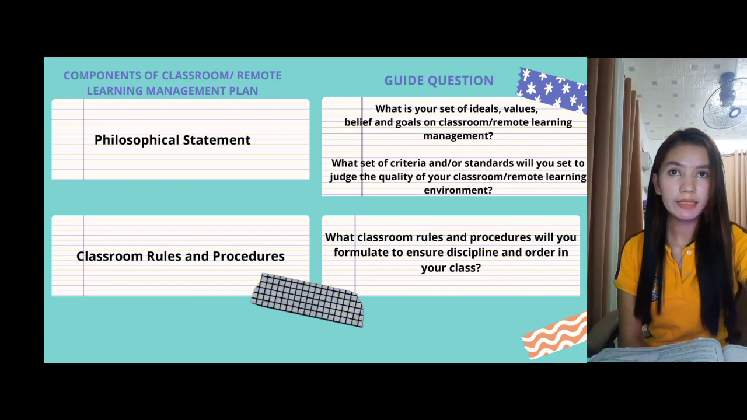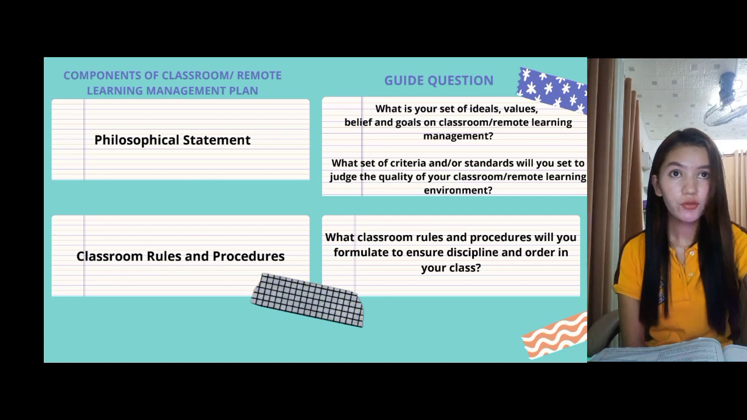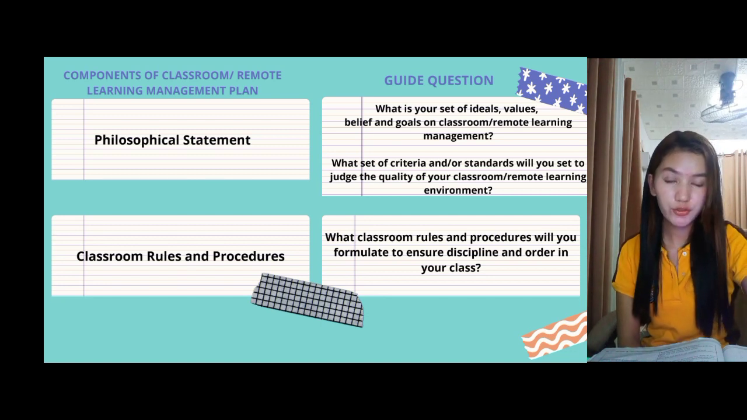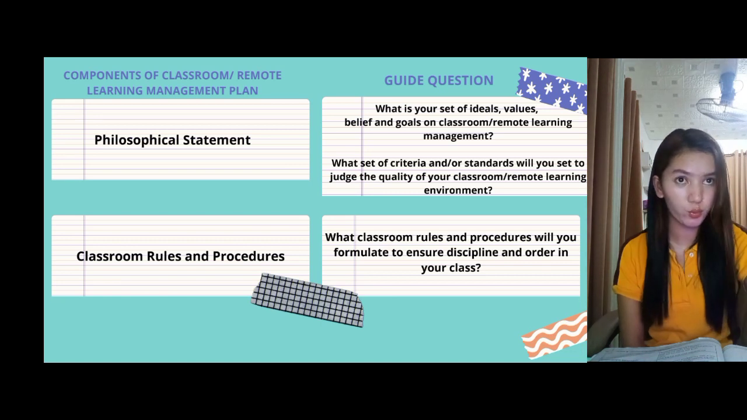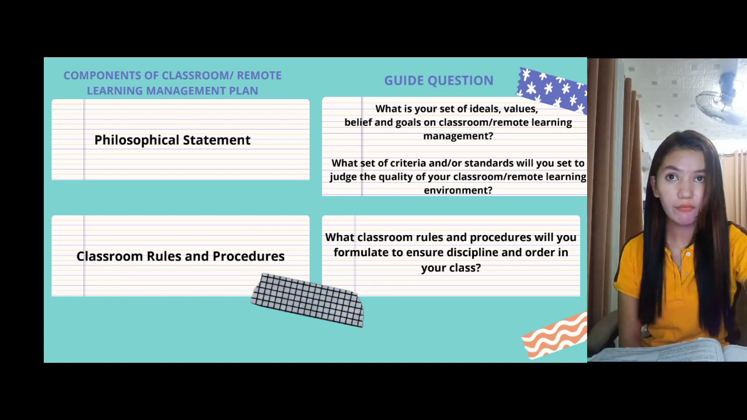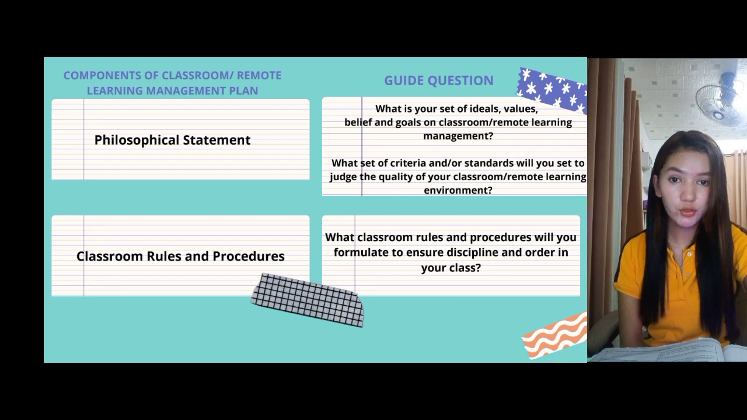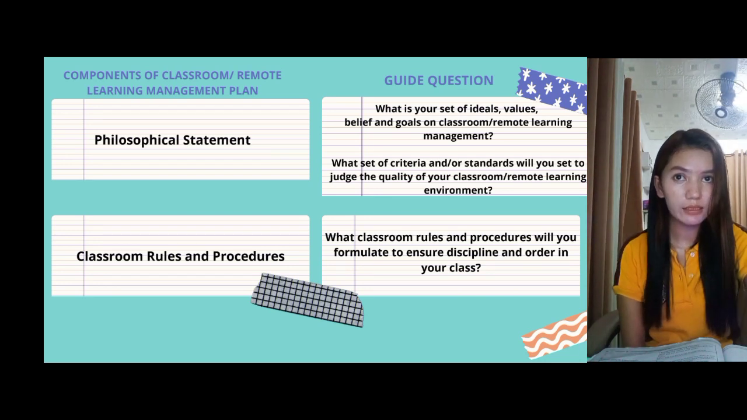So aside from the key elements for effective classroom management, there are also different components of a classroom or remote learning management plan and its different guide questions. We have 7 components, and the first one is philosophical statement.